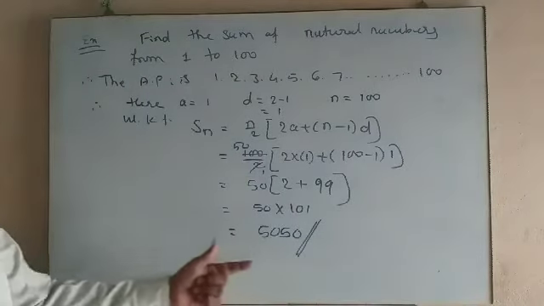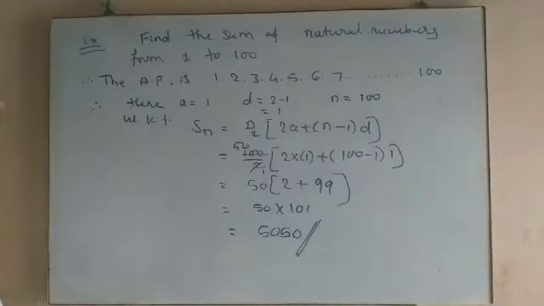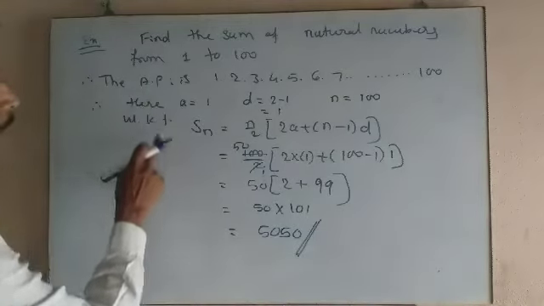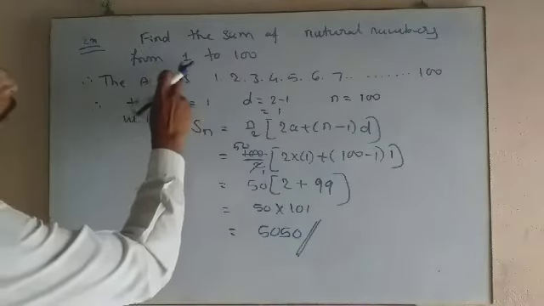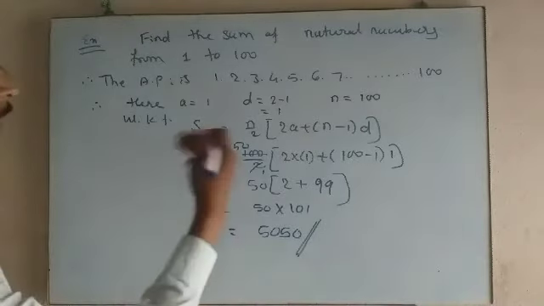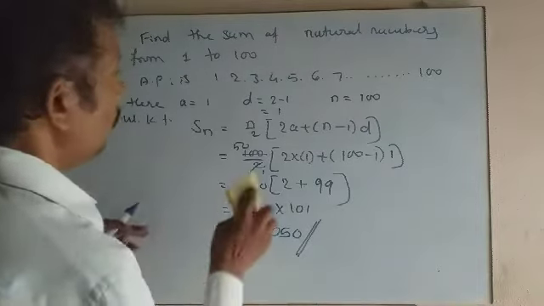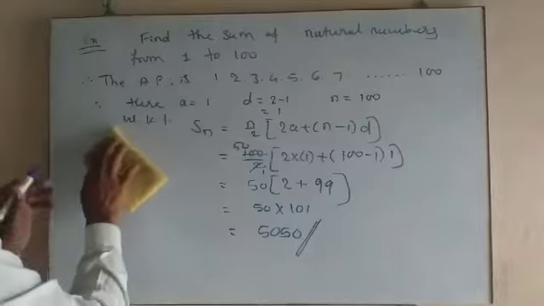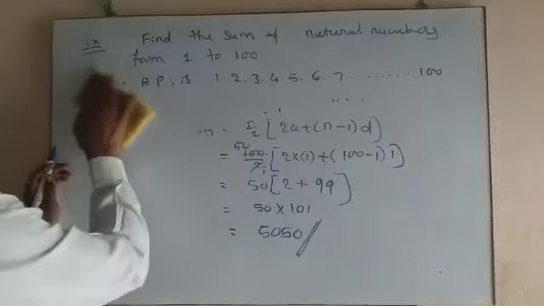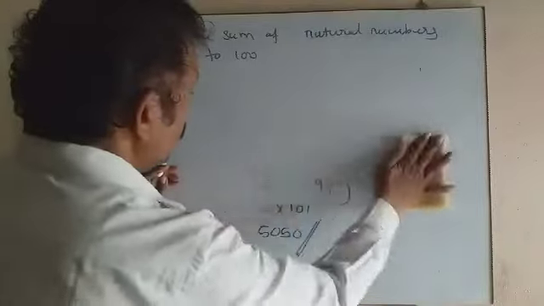Here we used the formula Sn is equal to n by 2 into bracket 2a plus n minus 1 into d. So by using this formula we found the sum of natural numbers from 1 to 100. Similarly, the same question can be solved by using another formula. Let us see how to find the same sum by using another formula. Already you have studied it in your 8th class. Let us remind this one.